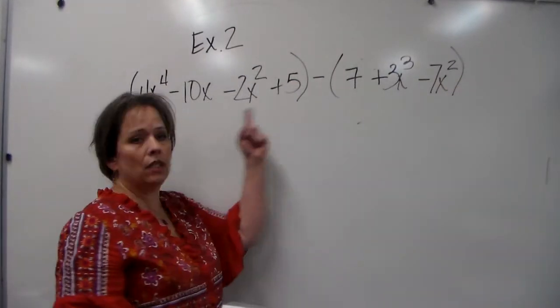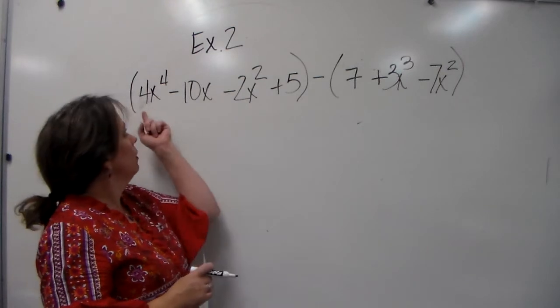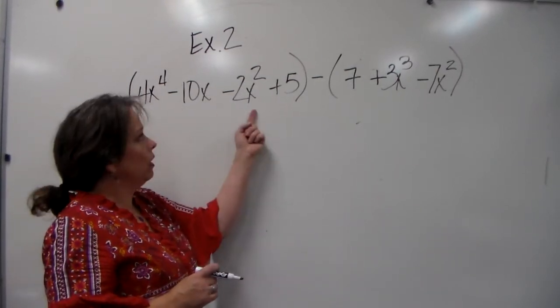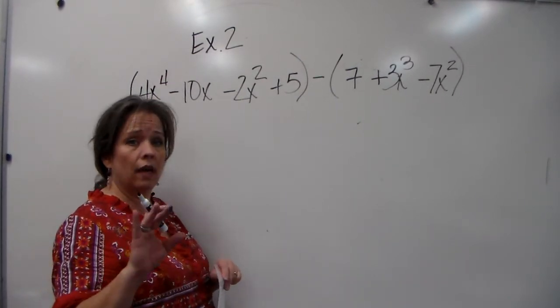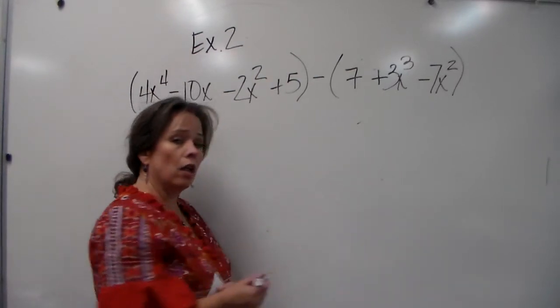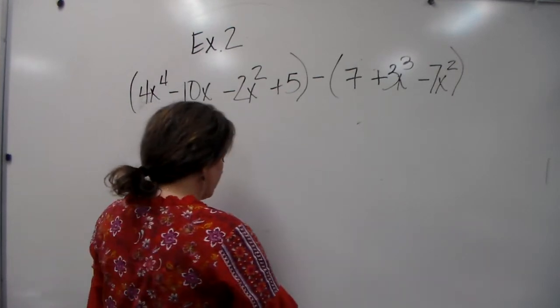And you'll notice these terms are not in standard form. They're not in order. Our x to the fourth is our largest term in this first polynomial, and then our x squared is here. So we're not in standard form, but that's okay, because when we combine like terms in our columns, we'll put them in standard form, or in order.